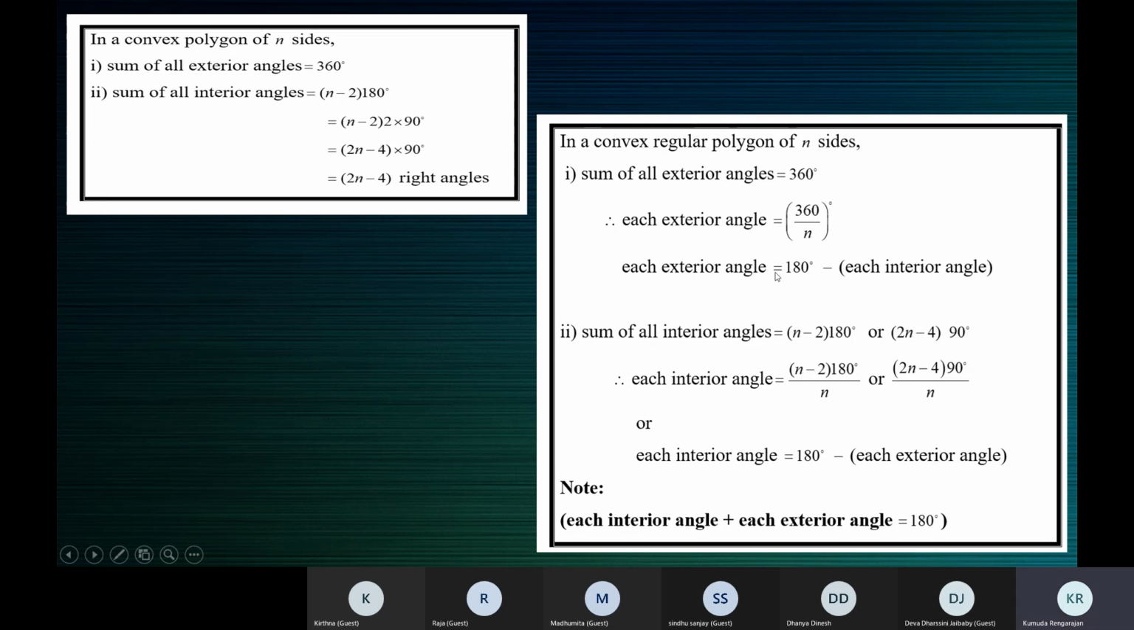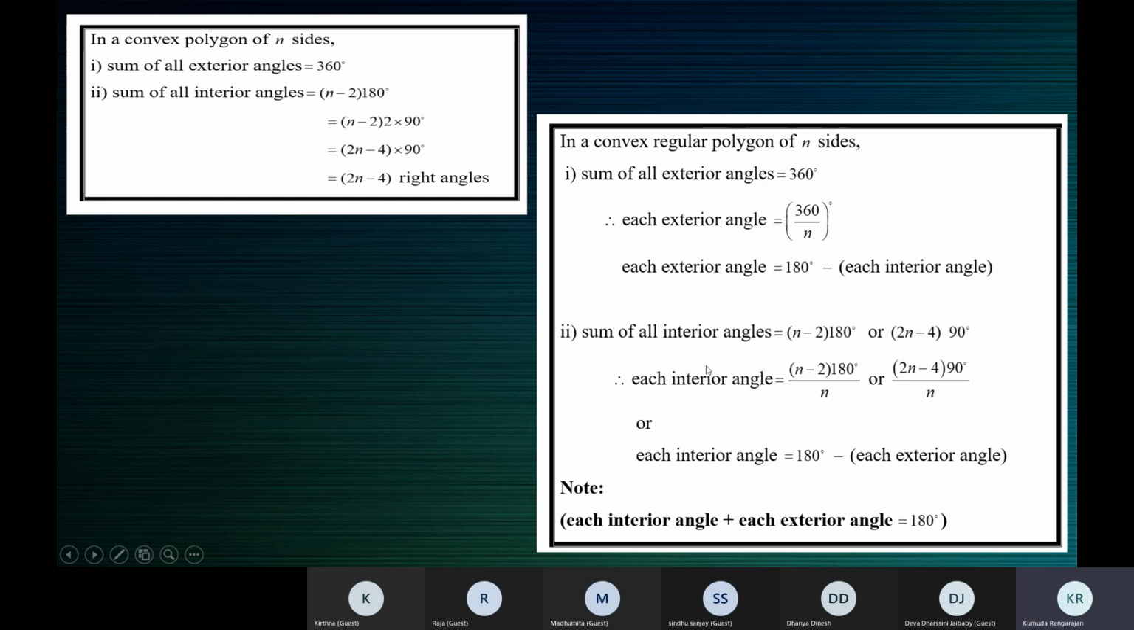Each exterior angle can also be found like this, 180 minus each interior angle. Because see here, each interior angle plus each exterior angle is equal to 180. Because both of them lie on a straight line, their sum is 180. So from this, each exterior angle will be equal to 180, transposing, minus each interior angle. Each exterior angle is 180 minus each interior angle. That's what you see here.